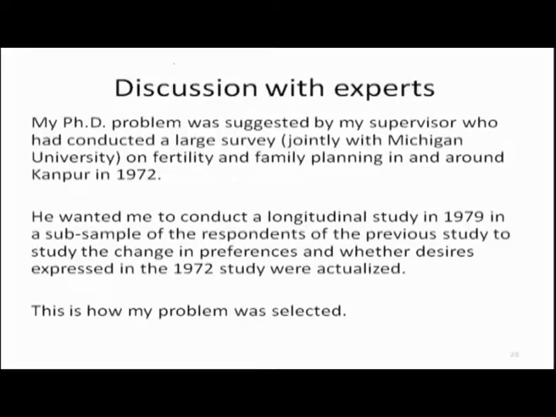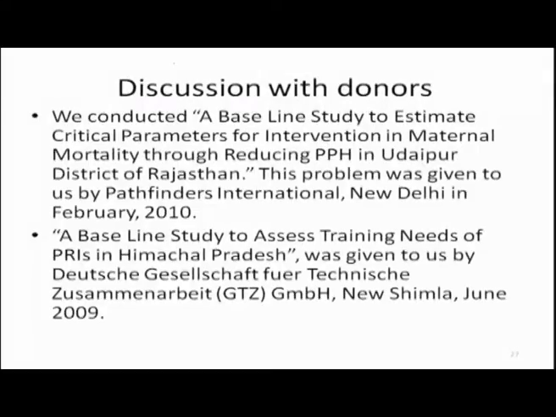He had conducted a large survey of fertility and family planning organization in 1972, and he wanted me to conduct a longitudinal study in 1979, when I did my PhD, in a subsample of the respondents of the previous study, to study change in preference and whether desires expressed in the 1972 study were actualized or people differed in their behavior from their intentions. This is how my problem was selected. So, this problem was selected in discussion with experts. You can discuss with donors.